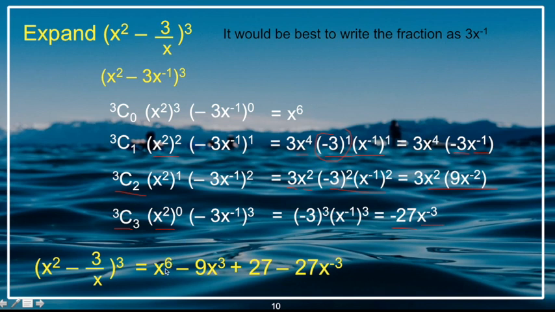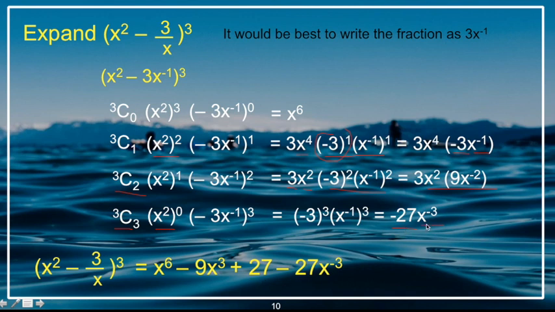X to the power of 6, this one is 3 times negative 3, which is negative 9. Then x to the power of 4 times x to the power of negative 1, use the product rule wherein you have to add the indices. So 4 plus negative 1 will give you 3. Then 3 times 9 is 27. Now, take a look at this. X squared times x to the power of negative 2. So when you add the indices, 2 plus negative 2, that gives you 0. So x to the power of 0 is 1. So that's why this is just simply 27.